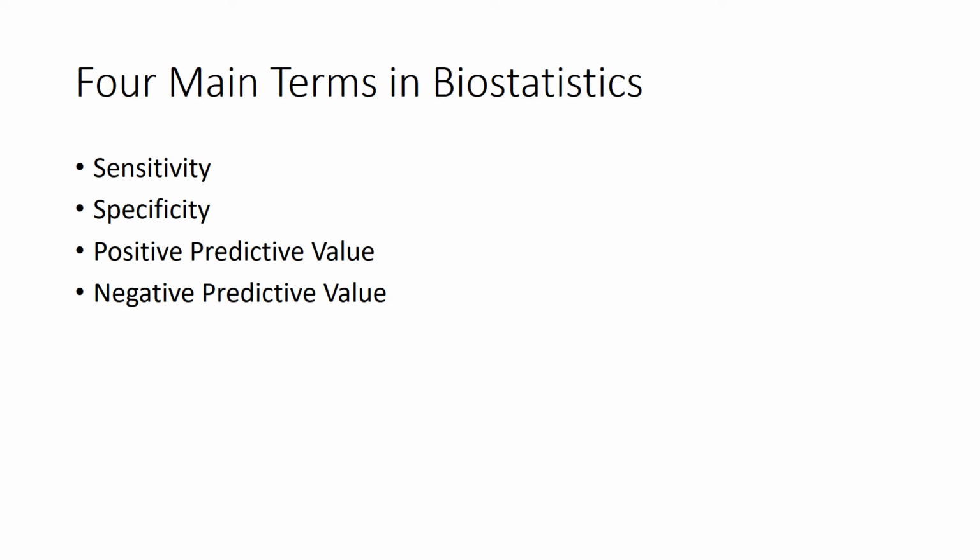Now there are 4 main terms in biostatistics, and we'll relate these to the aforementioned table. They're sensitivity, specificity, positive predictive value, and negative predictive value. Let's take a look at each of these in more depth.